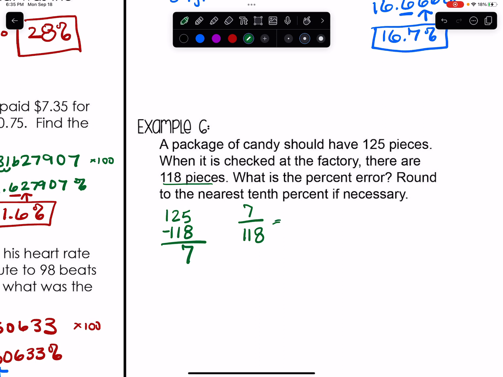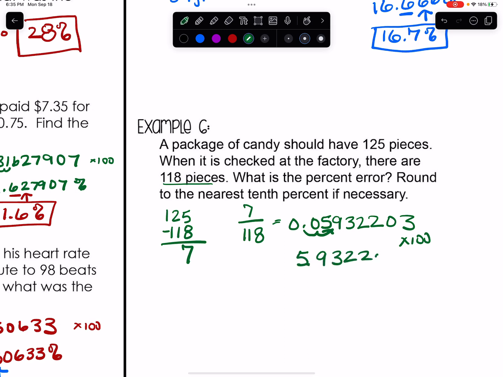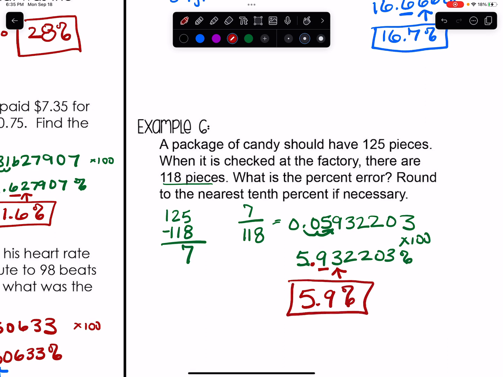Let's punch that into the calculator. 7 divided by 118 is 0.05932203. So we want to multiply by 100 to make it a percent. And then we're going to round to the nearest tenth. So when we round to the nearest tenth, this is where the decimal is, at the tenth place, and then the number just to the right of it is less than 5, so we're going to keep this a 9. So the factory has an error of almost 6%.